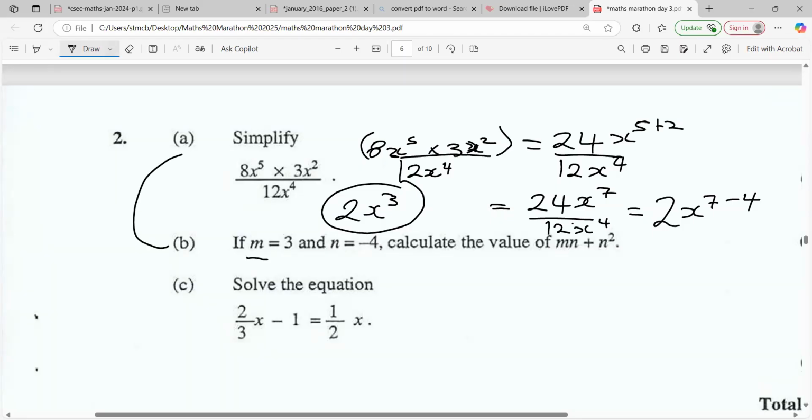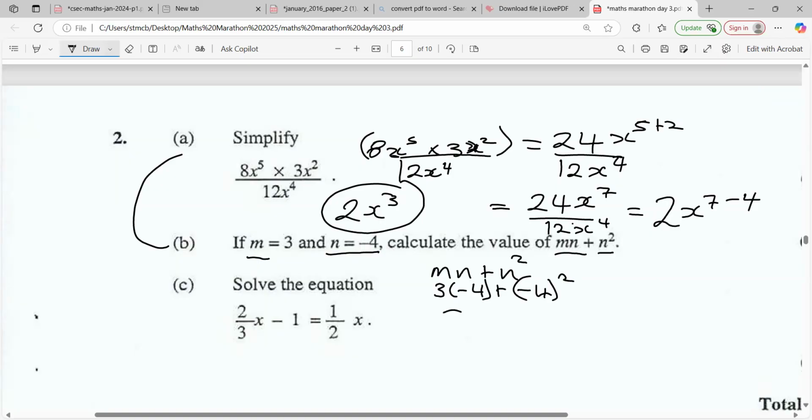So B says m is 3 and n is negative 4. What is mn plus n squared? So let's set it out. I set it out for myself. mn plus n squared. We substitute the values, right? So 3 will be m, so you times by negative 4. And then n squared. Now the value of n is minus 4, and of course we are going to square it.